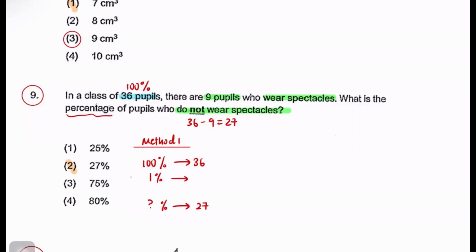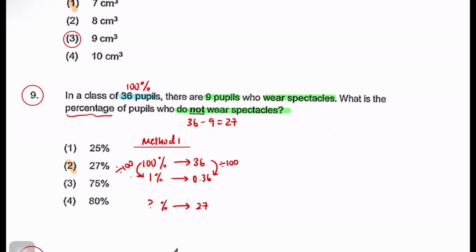From 100% down to 1%, what did I do? I divide by what? How do I get from 100 to 1? Wait. 100 divided by what gives me 1? 100 divided by 36? 100 divided by 1? You can't. 100 divided by 100. So my right hand side, I must also divide by 100, correct? 36 divided by 100 equals? Wait, you don't copy it. I want you guys to think. Don't copy it. 36 divided by 100 is 0.36.